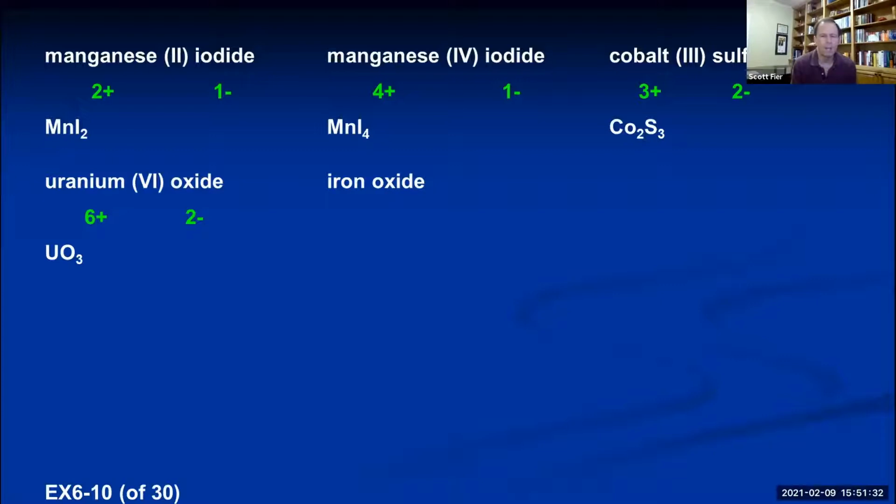If I give you the name of this compound, iron oxide, what do you think the formula for this one's going to be? We can't tell because it's a transition metal.